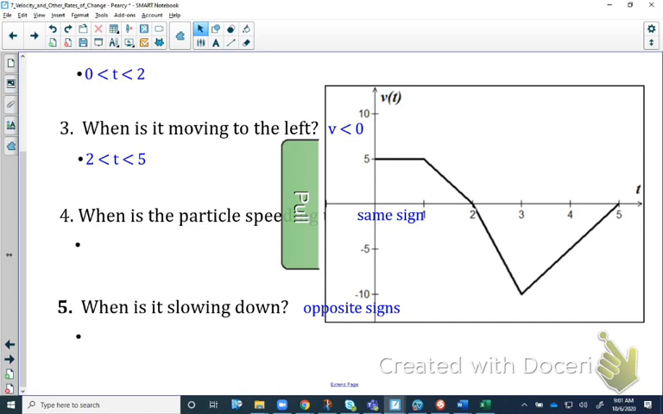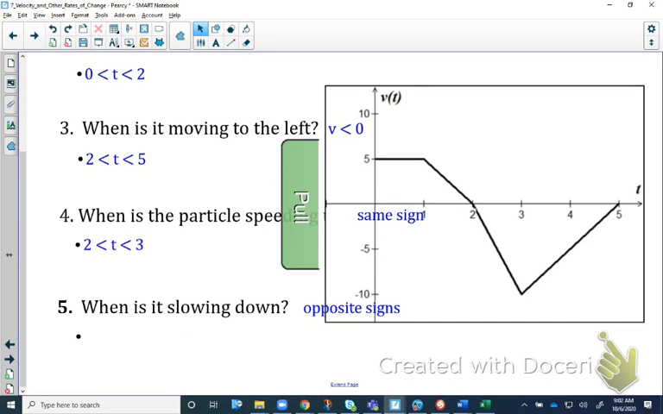From 1 to 2, the velocity is positive because it's above the x-axis, but the slope of that line means its acceleration is negative. Now, between 2 seconds and 3 seconds, or 2 to 3, I keep saying seconds, I'm not sure what the time interval is, but between 2 and 3, the velocity is negative, meaning it's below the x-axis. And the slope of that segment is also negative. So in that case, between 2 and 3, we have the same sign for the velocity and the acceleration. That means it is going to be speeding up at that point.